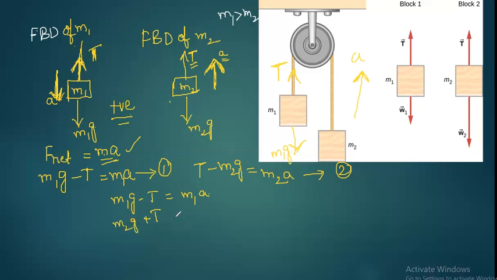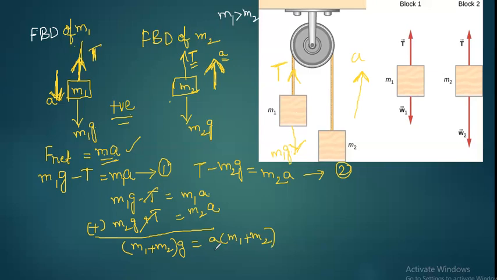M2G is equal to M2A. Now if you add these two, T is going to get cancelled. What are you getting? M1 plus M2 times G is equal to, I'm adding them, I'm getting again here plus, right? A into M1 plus M2.